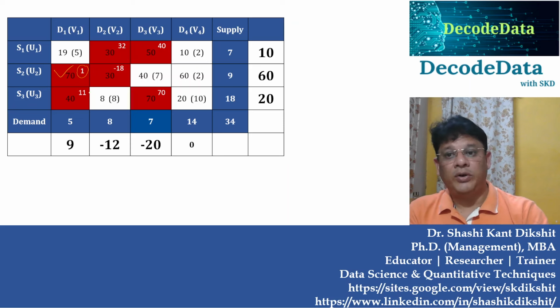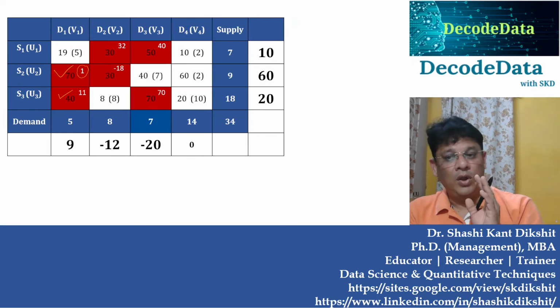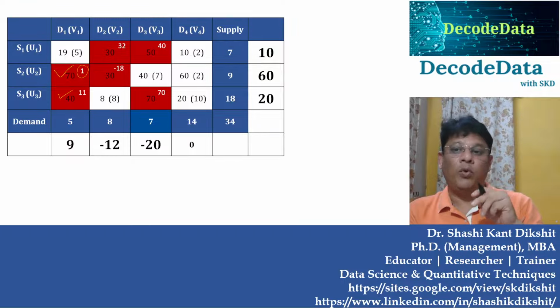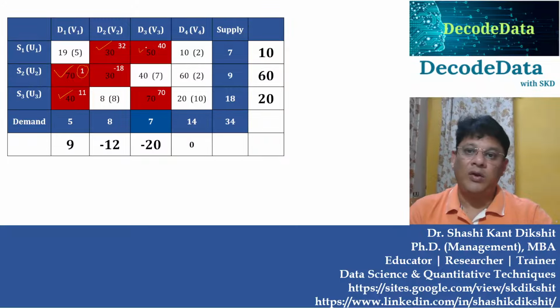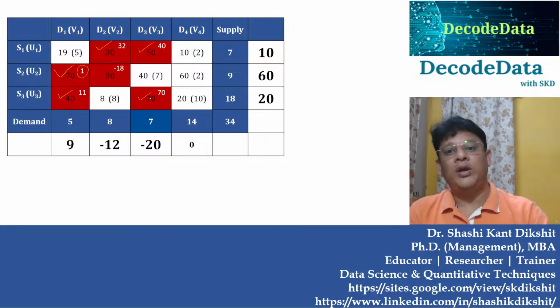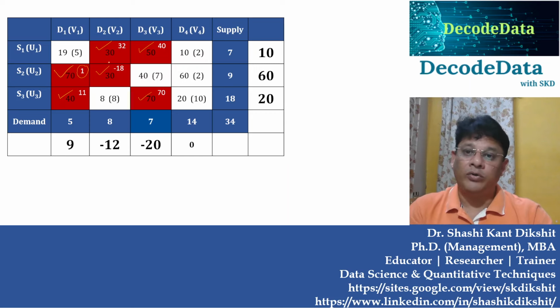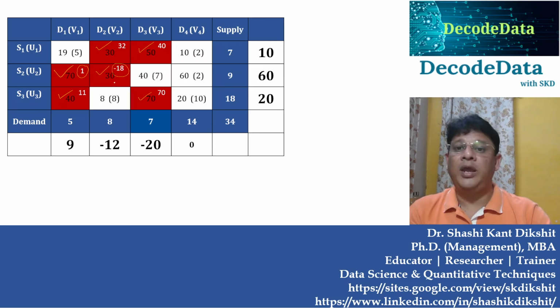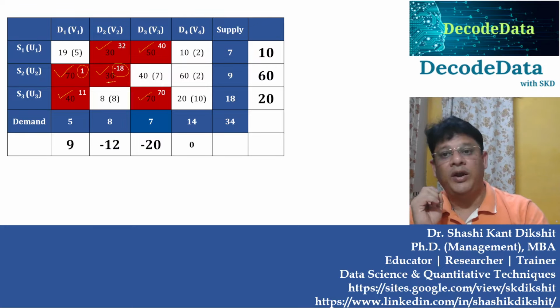Now go to this other cell. If you allocate something in this cell, the cost will be increased by 11. Because this is the minimization case, my job is to reduce the cost. But in these cases, the cost is increased if I allocate something. In this case, because of the minus sign, the cost will go down. So this is the cell we have identified where we have to allocate.